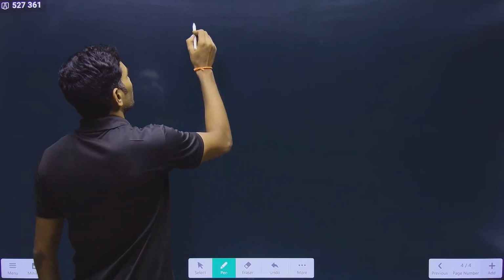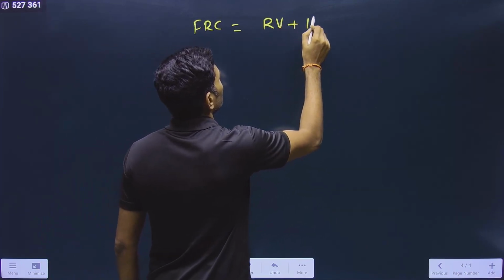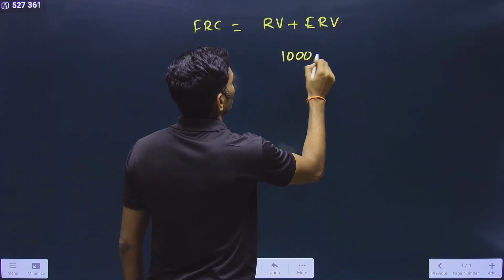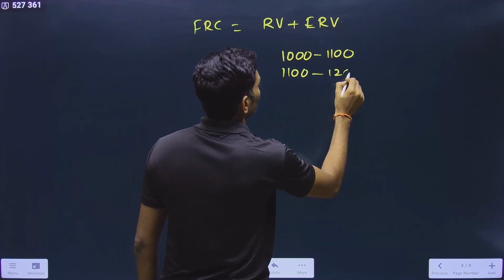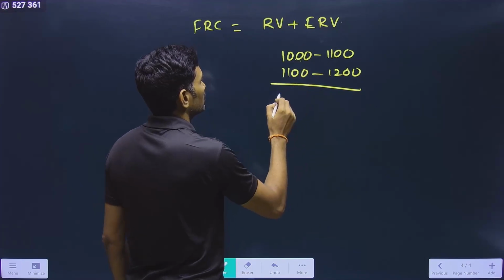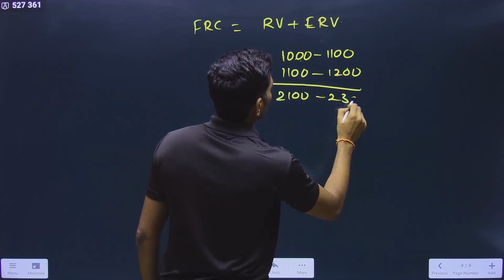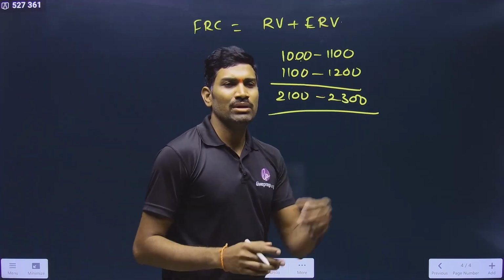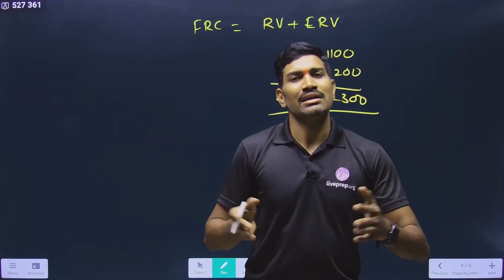And next one, let us write about functional residual capacity. It has residual volume and expiratory reserve volume. The expiratory reserve volume is approximately 1000 to 1100. The residual volume is 1100 to 1200. Minimum, you just add it, so that is 2100. Maximum, you just add it, 2300. Like this, whatever the values they are giving, add the minimums to get the minimum, and add the maximums to get the maximum. In this way also they can ask questions.